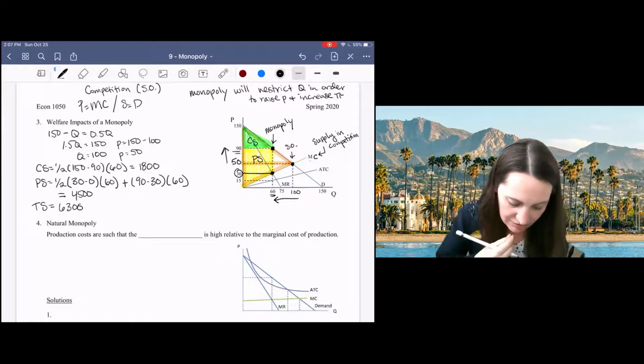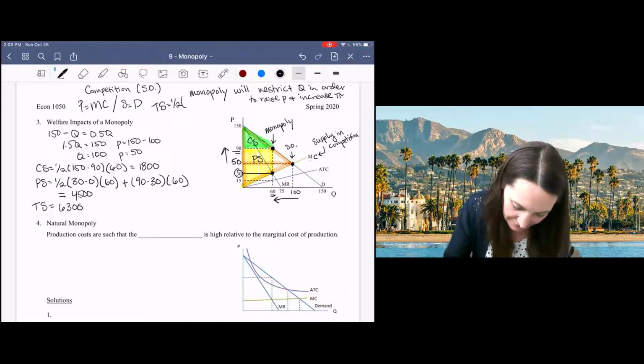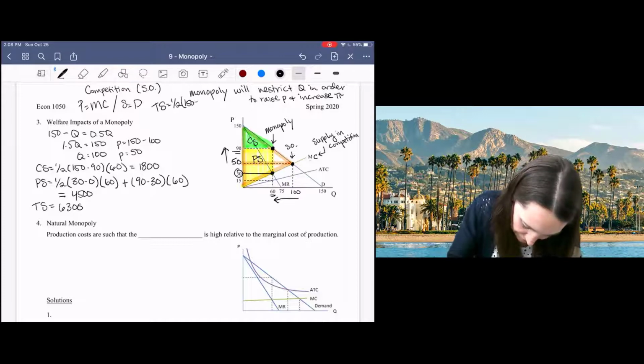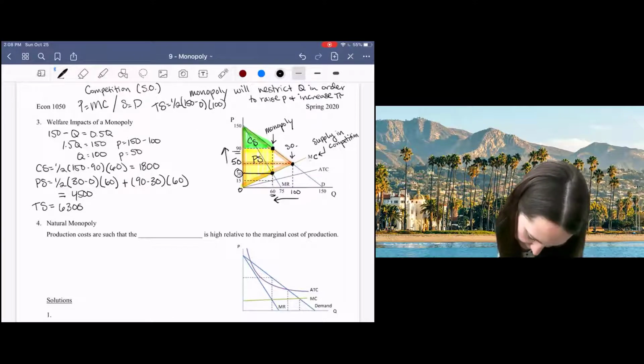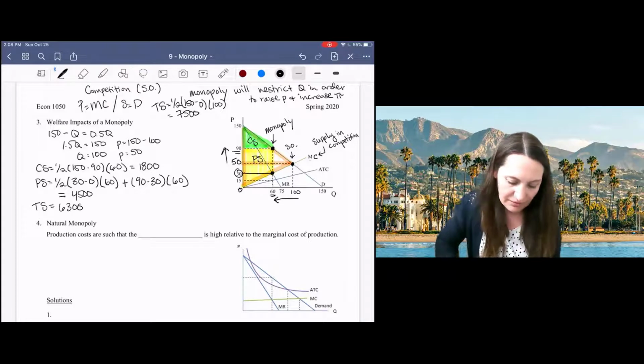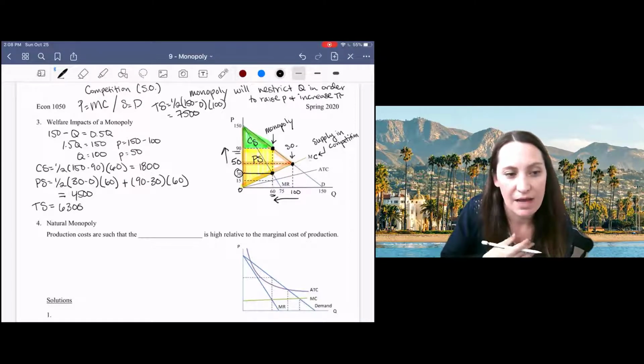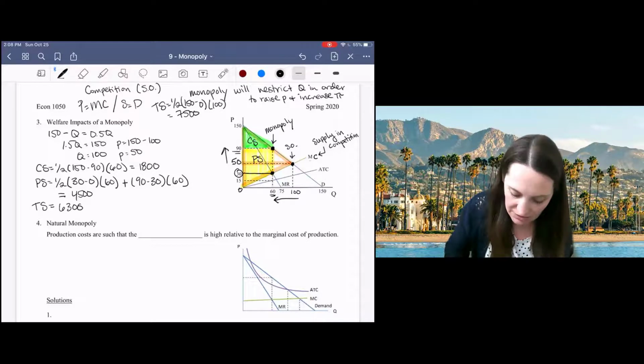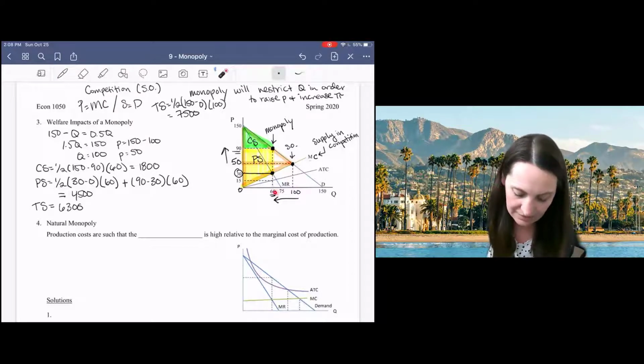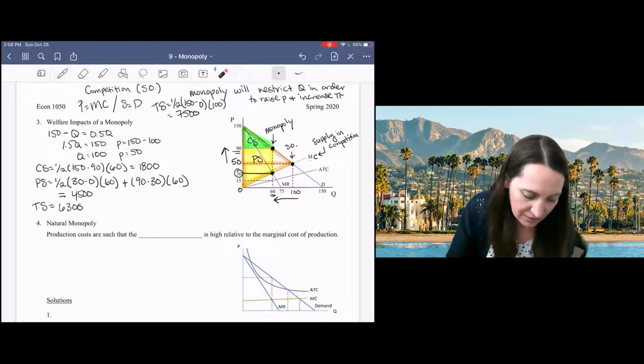We could find total surplus at the socially optimal outcome by finding the area of that big triangle, 150 minus 0 times 100, which would give me 7,500. So the difference, the loss in surplus that results from the monopoly restriction of the quantity that they're selling, that's what we call deadweight loss.